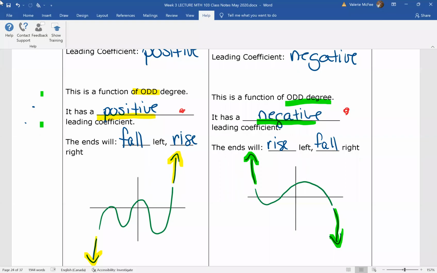In the next lecture, we will practice finding the degrees and the leading coefficients and determining what the end behaviors of these polynomial function graphs would be.